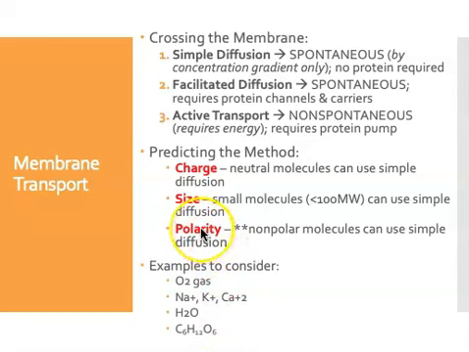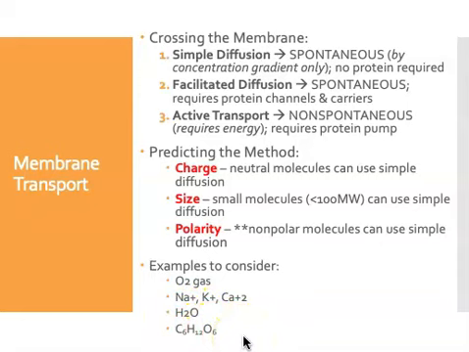So it's a relatively polar molecule, so that doesn't bode well for simple diffusion. It's also a relatively large molecule. The molecular weight of glucose is 180, so it's higher than 100, which is our limit. Glucose does not have a charge on it, which is good for simple diffusion, but it fails for size and it fails for polarity. So glucose is not able to cross a membrane using simple diffusion.